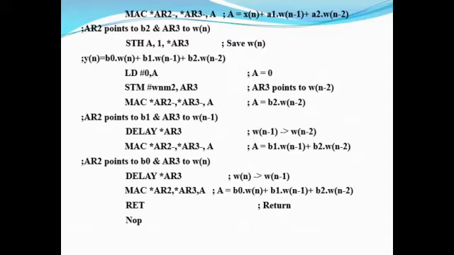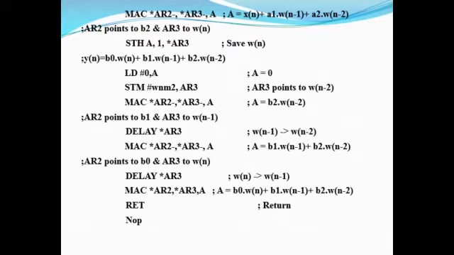Then we are going to save W of n. Then what is Y of n? Y of n is B0 into W of n plus B1 into W of n minus 1 plus B2 into W of n minus 2, from the IIR filter equation, which has been implemented in the structure of the IIR filter. So again the same process continues by taking one product term, B2 W of n minus 2, then B1 W of n minus 1, then adding those two and storing that in the accumulator A.